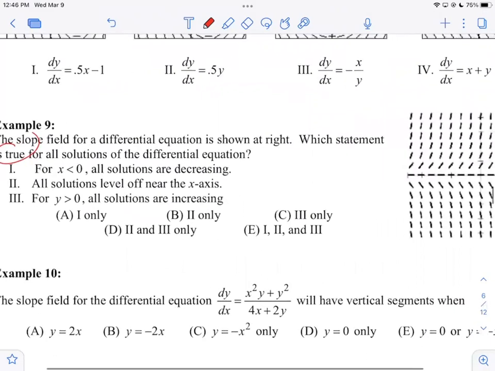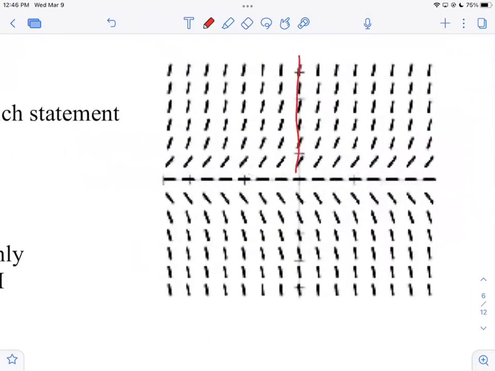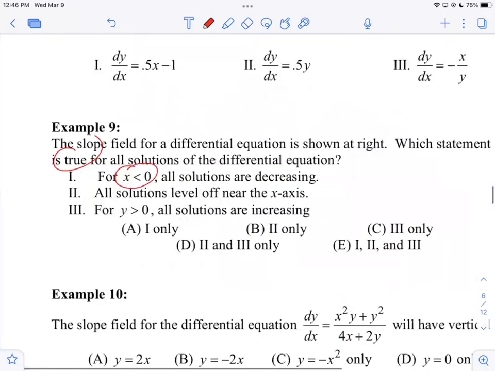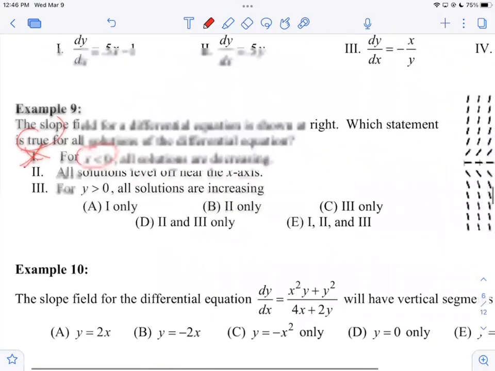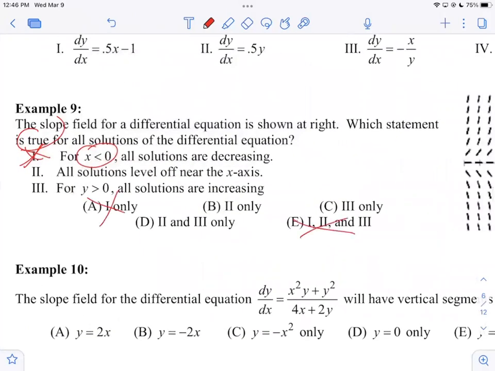So we're looking for which one has to be true, right? Everywhere. Is it true that when x is less than zero, that means to the left of the y-axis, the solutions are decreasing? Well, here's the y-axis. If the solutions are decreasing to the left of the y-axis, what should the sign of the slopes be? Negative. Well, they're negative here in quadrant three, but no, heck no. So nice try. Now here's how you do these questions. One is not going to be in the answer. So now you can go through and eliminate any answer choice that has one in it. And with that alone, we got it down to one and three. All solutions level off near the x-axis.